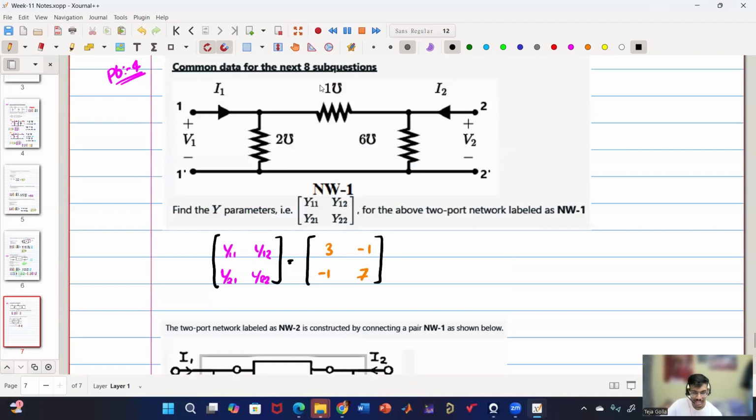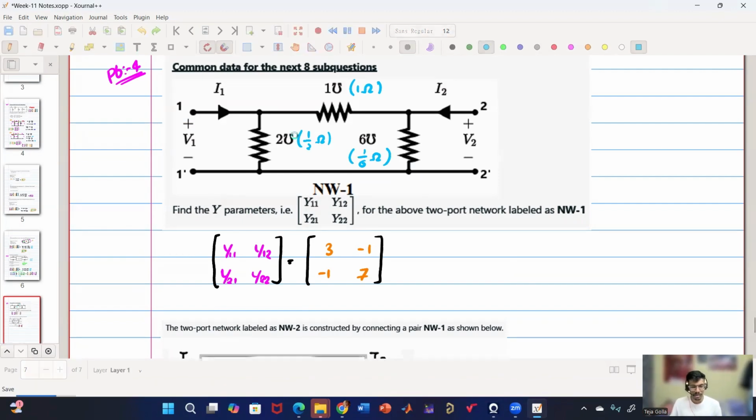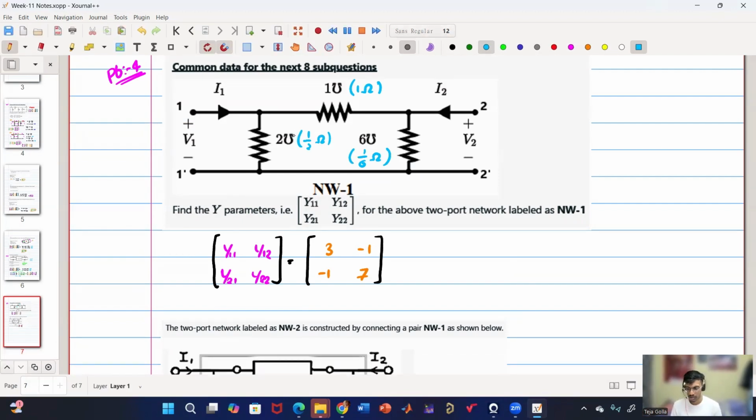And kindly note that this is not resistance, this is conductance. So the resistance value here will be 1 ohm. Here it will be half ohm. And here it will be 1 by 6 ohm. So it is better to actually solve in resistance, or impedance, and then later convert into conductance. So kindly note that. Yes.